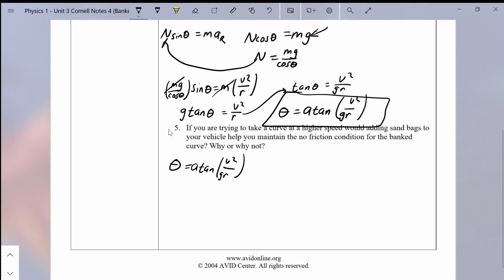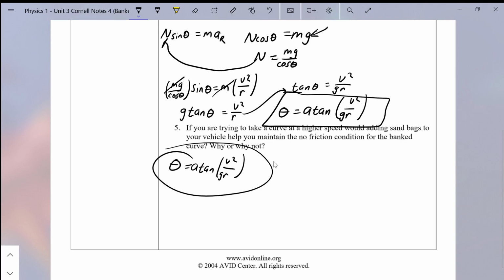And as it turns out, when you look at this equation here, there is no mass term. And because there's no mass term, and that's because there's no friction involved, adding additional weight to your vehicle, sandbags, isn't going to help.